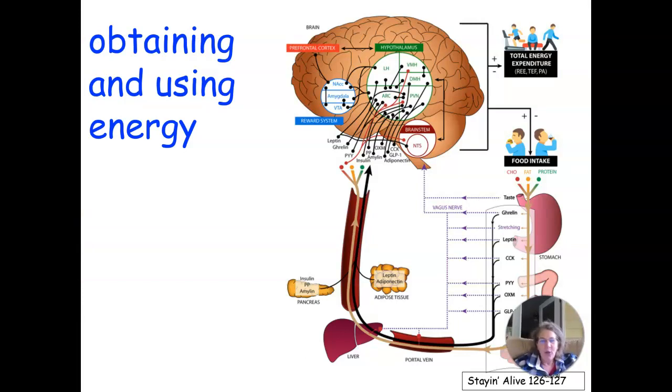Okay, so in looking at homeostasis, one way we keep homeostasis is by obtaining and using energy. If we take in too much energy and don't lose it, then our body stores it. If we use too much energy and don't take in enough energy, then we're in trouble.